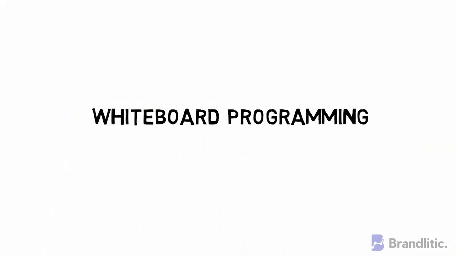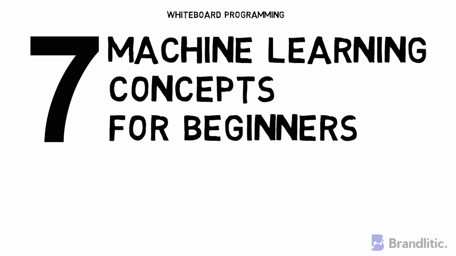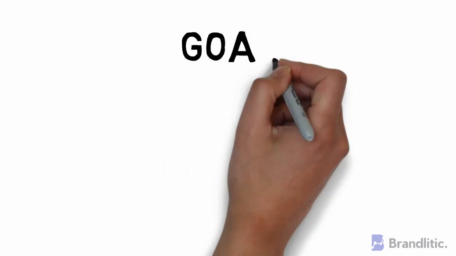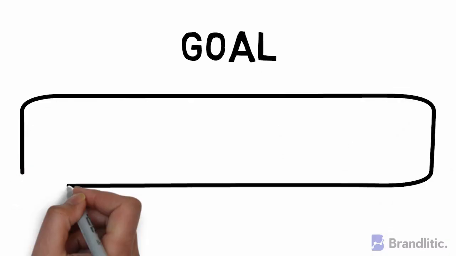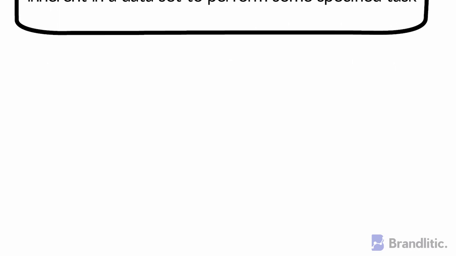Welcome to Whiteboard Programming, and today we'll be talking about basic ML concepts that you must understand to get your journey started in the world of machine learning. First off, the goal of machine learning is to produce an algorithm that can learn patterns inherent in data to perform a specified task. That being said, let's cover some of the key concepts in machine learning.